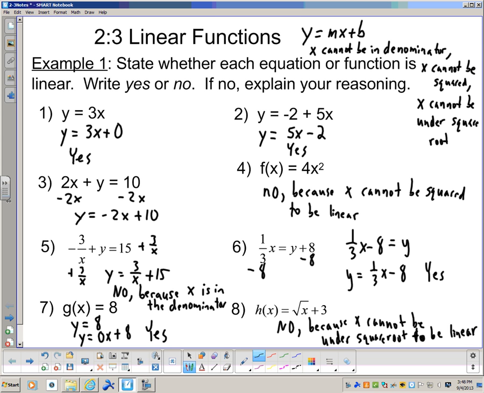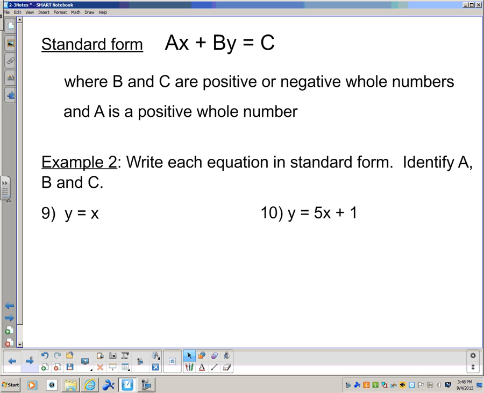So there we've gone through several examples trying to figure out if a function is linear or not, or if the equation is linear or not. The next part we want to look at is if we can write it in standard form. If you remember, standard form is where we end up having the form ax plus by equals c, where b and c are positive or negative whole numbers, and a is a positive whole number.